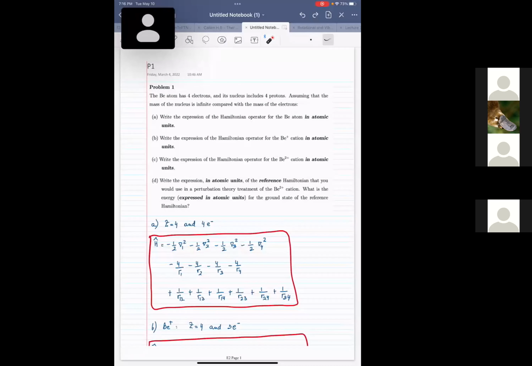Okay, so problem 1 is asking you to find, it has a multi-electron system with 4 electrons, and its nucleus includes 4 protons. So assuming that the mass of the nucleus is infinite compared with the mass of the electron, write the expression for the Hamiltonian operator for the beryllium atom in atomic units.